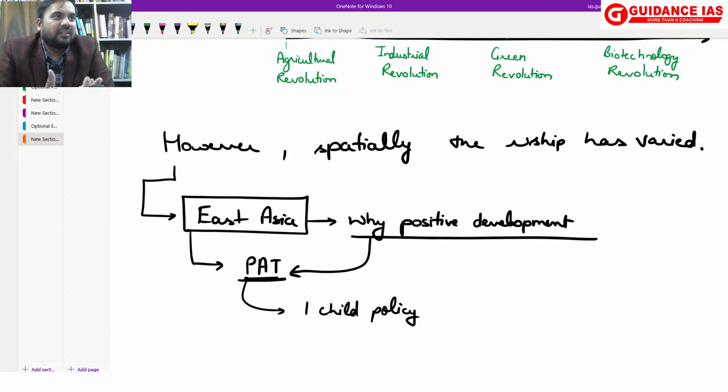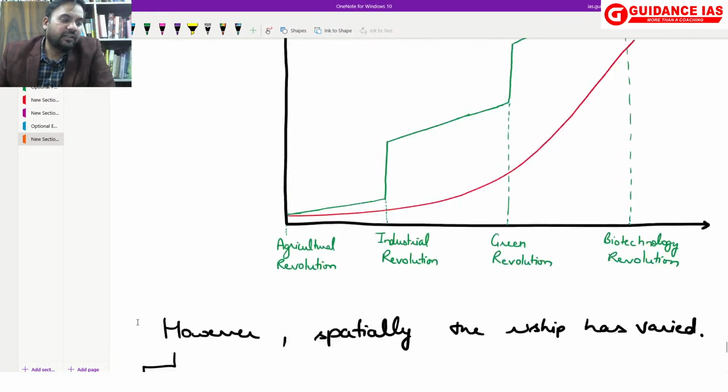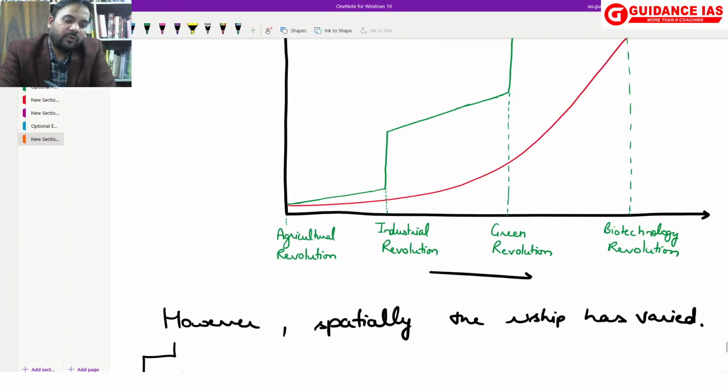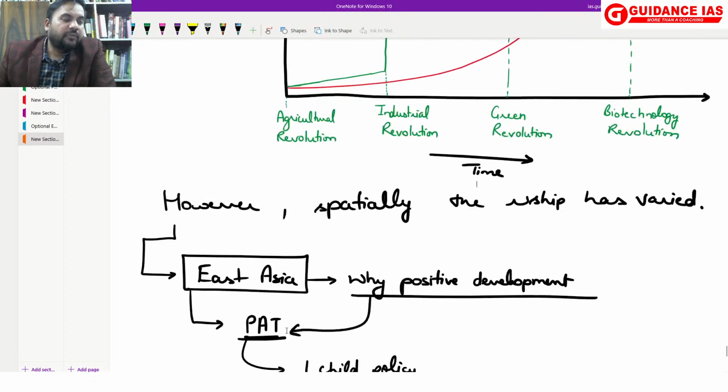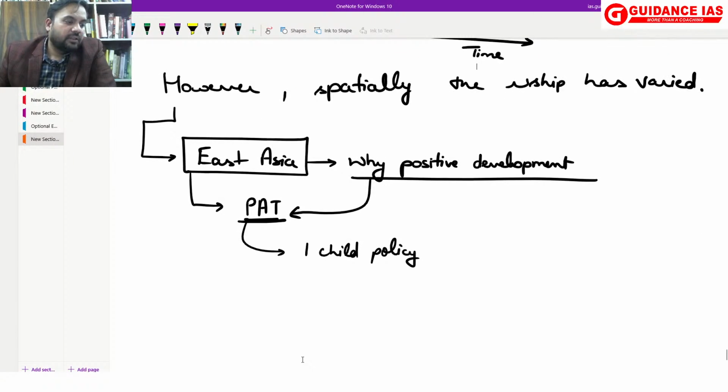Come on, yaar. What he is asking someone here is Nawaz. This is asking what comes under temporal aspect. What does temporal mean? Time oriented. So here we are talking about time. How this relationship has changed with time. So here first we were talking about temporal only. Okay. So one child policy is one very important factor which has led to this better relationship.